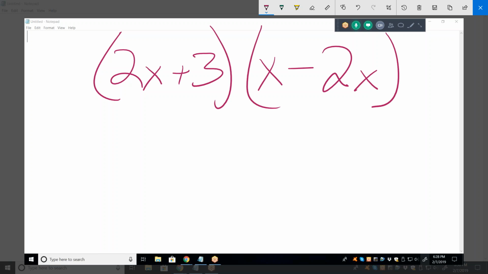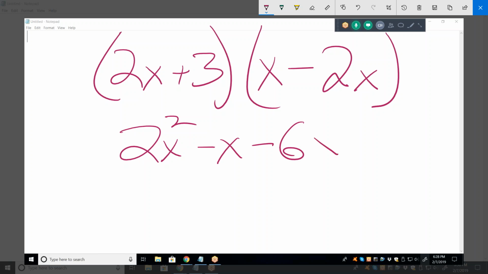So, in other words, I'm going to multiply those two together. I'm going to get 2x squared, plus 3x minus 4x. So that's minus x, minus 6. Okay.